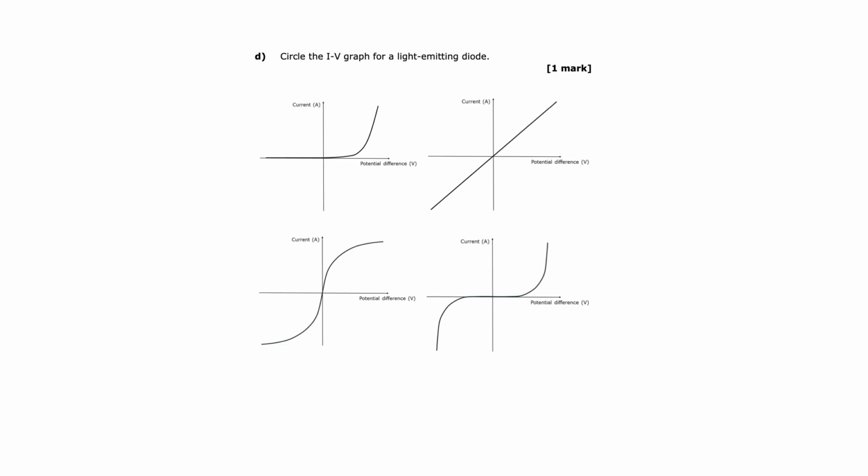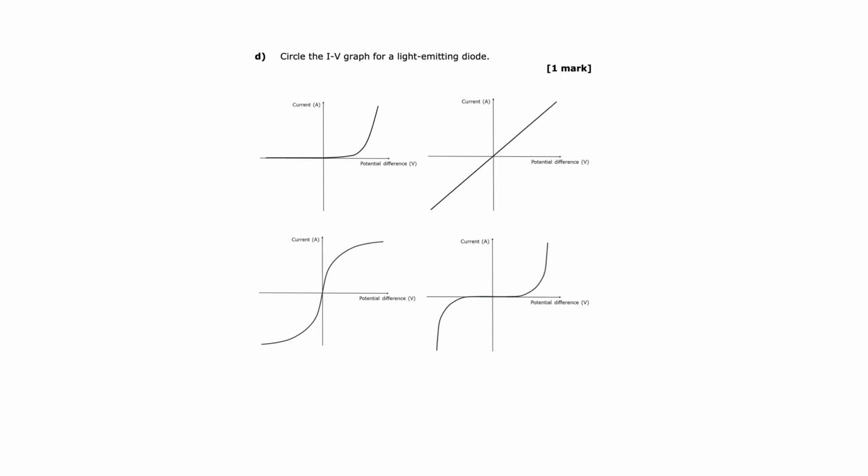Now we're asked to circle the IV graph for a light-emitting diode. Well, this is another memory question. We do need to be able to identify and even sketch these different graphs for a few different components. So remember that a light-emitting diode is just a diode that happens to emit light, okay? It's still a diode. And we know that diodes only let current flow in one direction. Now, this is actually to be seen on these graphs.